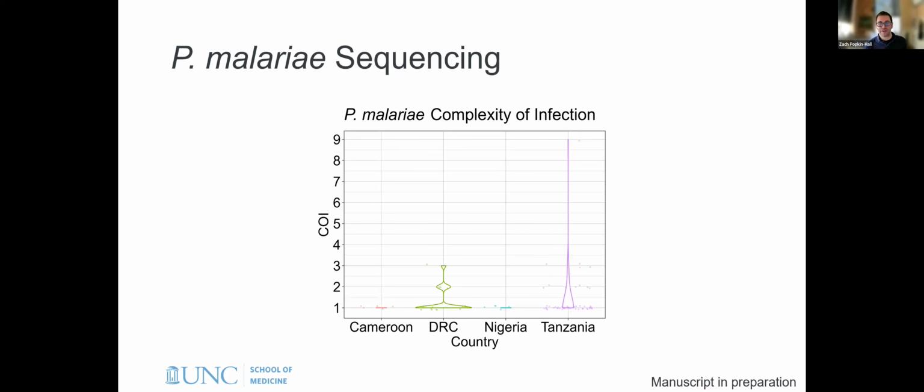And you will notice there's one isolate in Tanzania that says it has 9 clones. That is definitely not true. And we're going to have to do some post-processing to figure out what exactly happened with that sample. But we don't believe that there were actually 9 clones circulating in that isolate.